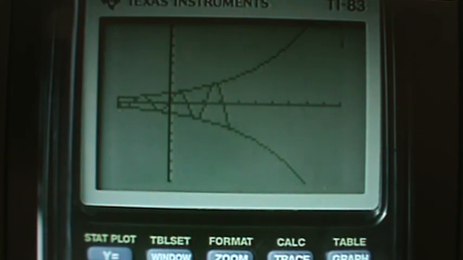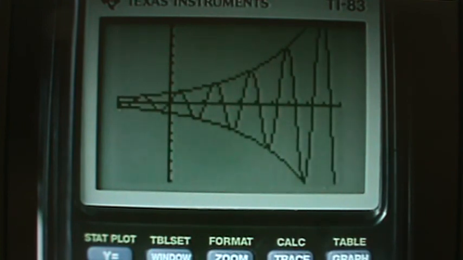So some rather exotic situations can occur here by using this damping effect. You might play around with this on your calculator and see what kind of different things you can come up with.